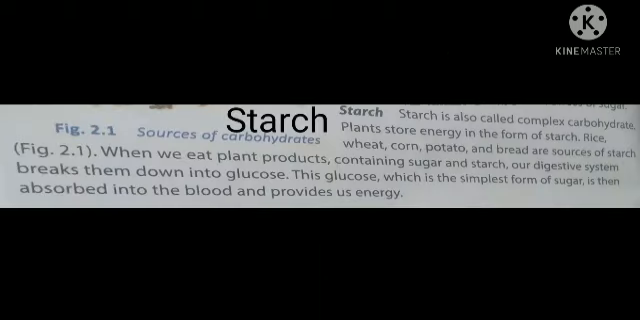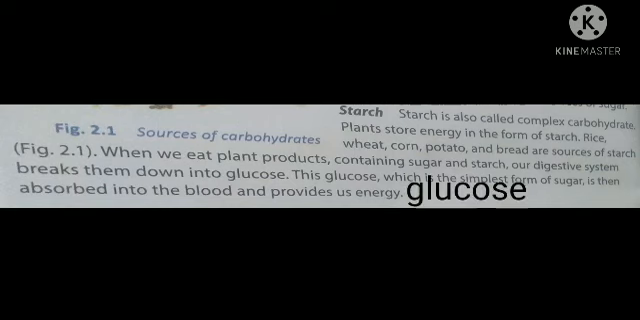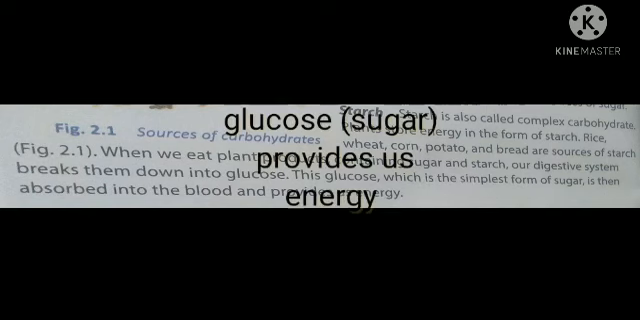Starch is also a carbohydrate, but it's complex in nature. Plants store the energy in the form of starch. It is stored in the form of rice, wheat, corn, potato, breads. When we eat plant products containing sugar and starch, our digestive system breaks them down into glucose. This glucose, which is the simplest form of sugar, is then absorbed into the bloodstream and provides us energy.